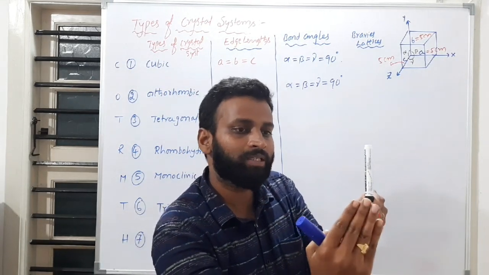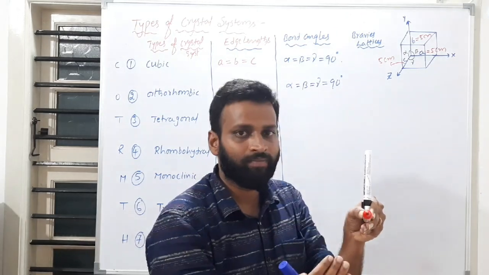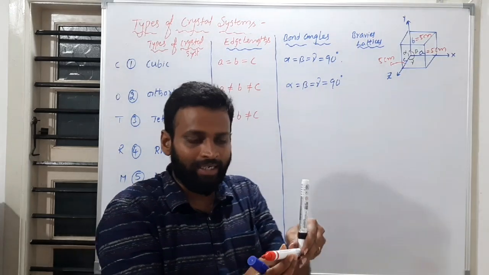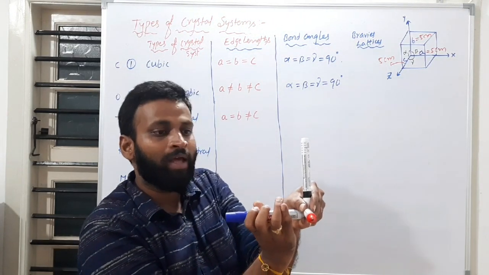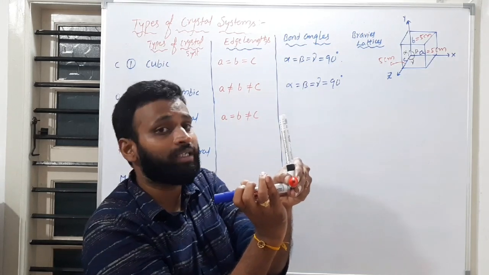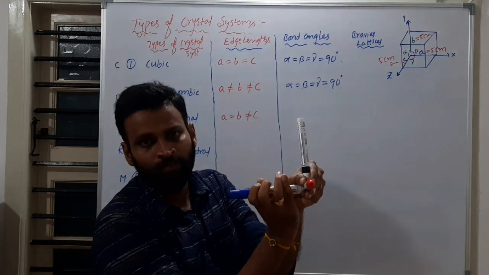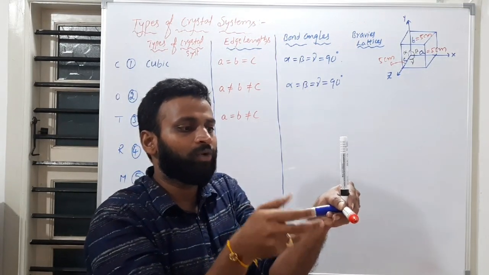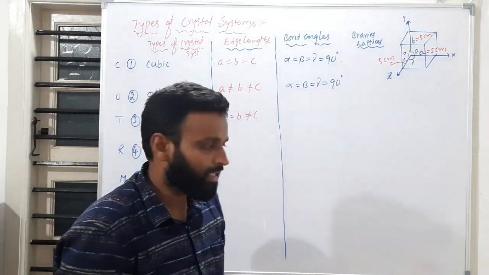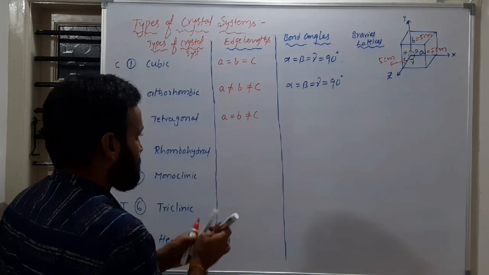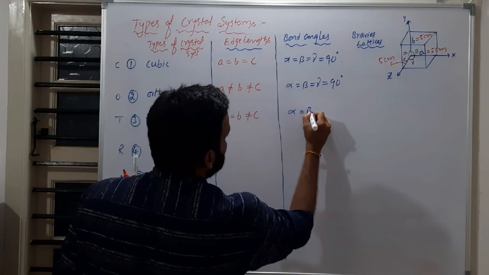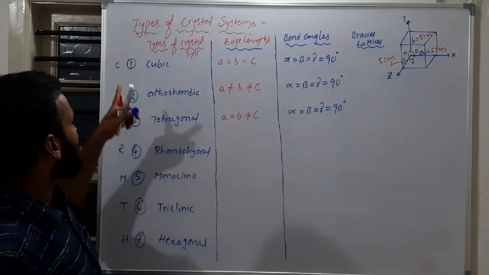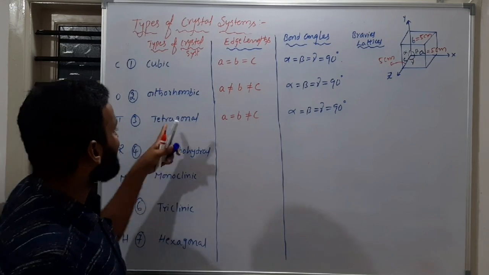Or, sir, it can be somewhat high. Can we consider more length as C, sir? Yes, you can consider. I am considering like that. A and B are the same, but C is not equal to A and B. But is there any change in bond angle? Same 90. Here to here, you will have 90. Get it? So what you have here means alpha is equal to beta is equal to gamma is equal to 90 degrees. So you have cubic, orthorhombic and tetragonal.